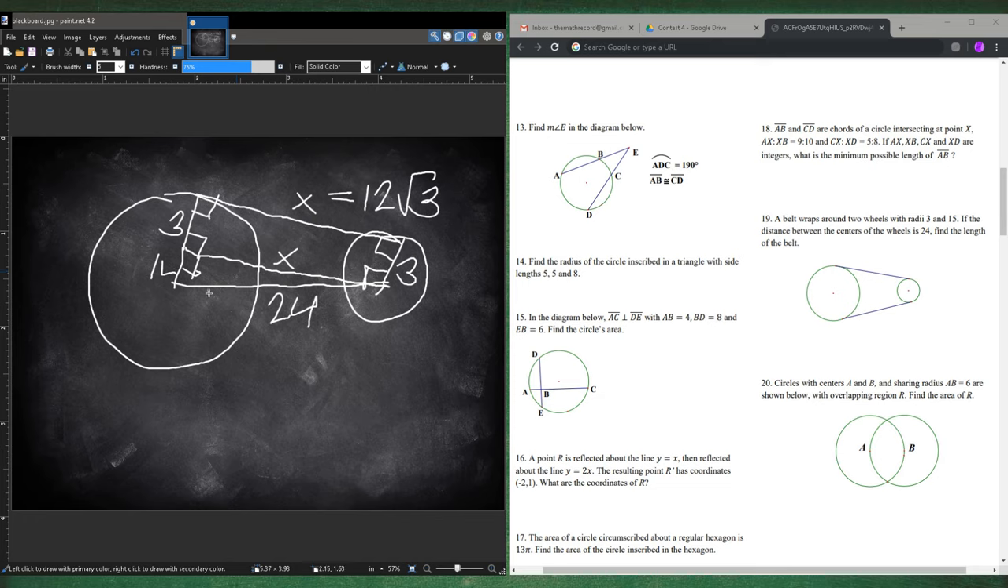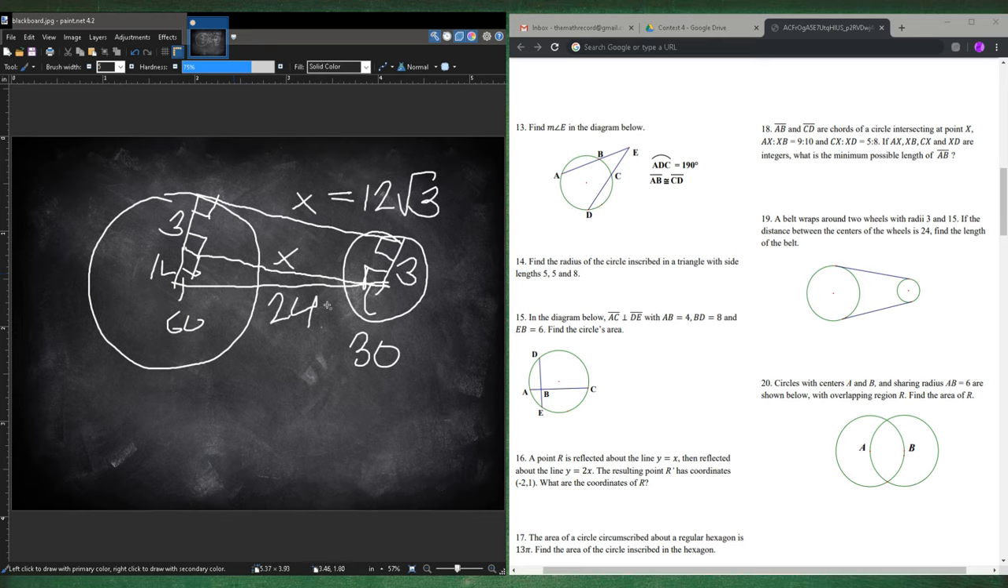Or if you just know, this is basically a 30-60-90 triangle. If you have side length x, the 30 degree side is x over 2, and the other side, the 60 degree side, is x times square root 3 divided by 2. Because this is 12, and 12 is half of 24, which makes sense, this is the 30 degree mark, and this one right here is the 60 degree.